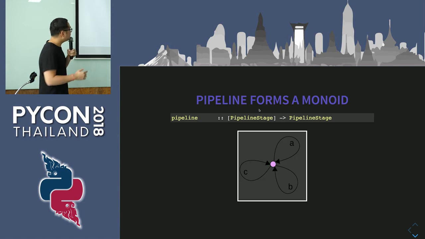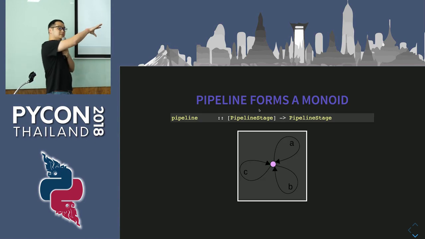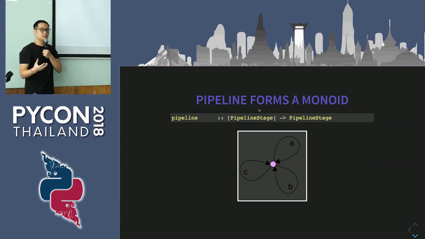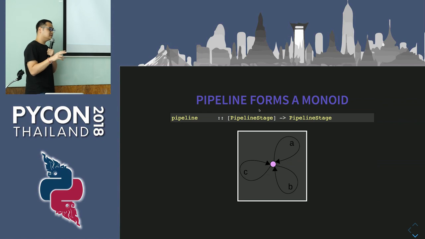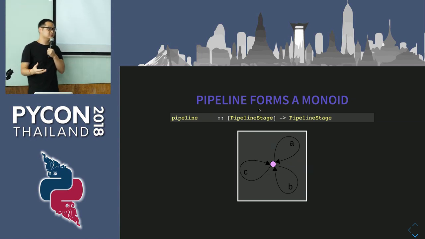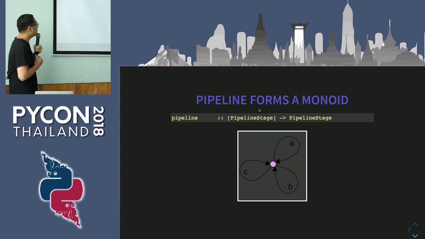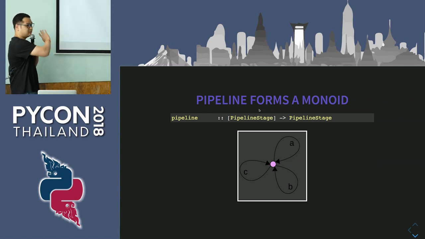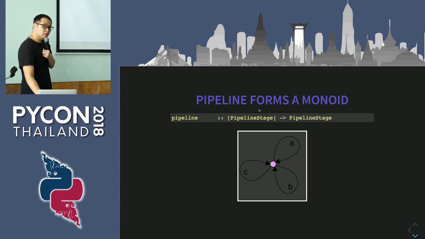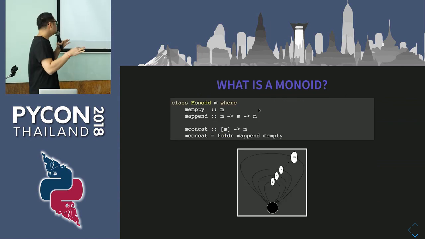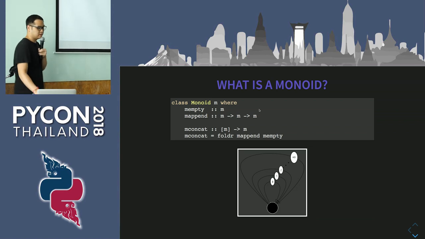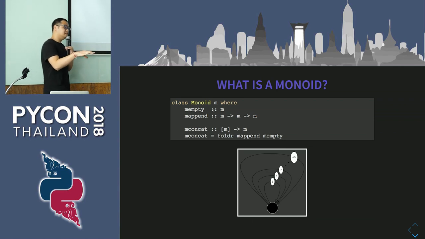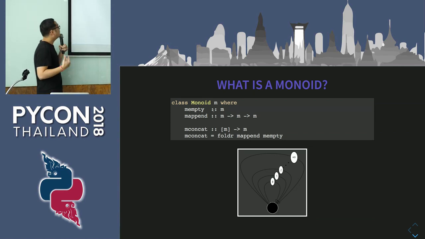But instead, if we look at the type, you have a list of things, then you make it into one thing of the same type. So it's actually a monoid. This appears all the time in mathematics, category theory in particular. And this is well known in Haskell, this exists. As for what a monoid is, there are some rules of monoids, but there are two things here. There's an empty monoid, which gives you something, in this case a stage, a pipeline stage.